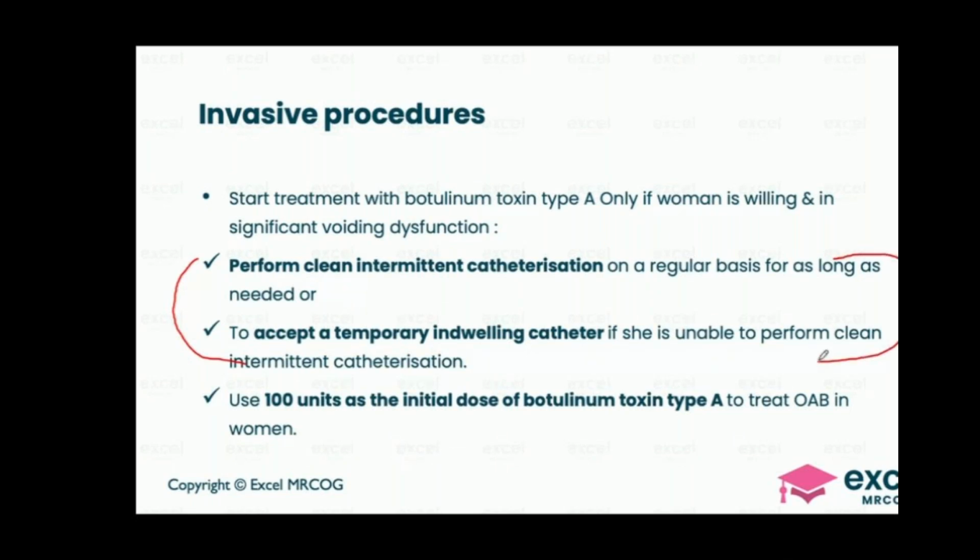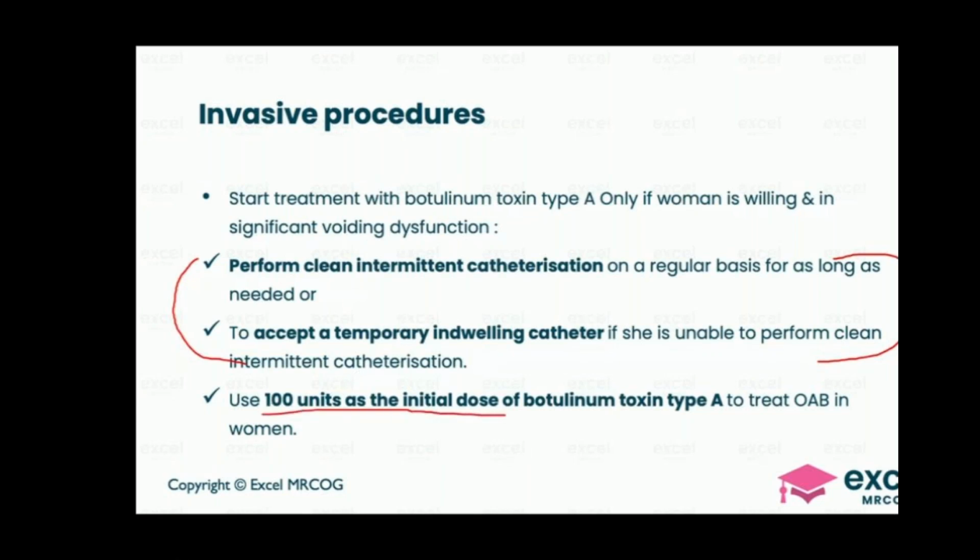If they say that the patient is not willing for intermittent catheterization or a permanent indwelling catheter, you will not treat her with botulinum toxin. So this is a prerequisite for botulinum, because botulinum relaxes the bladder and it can cause retention.